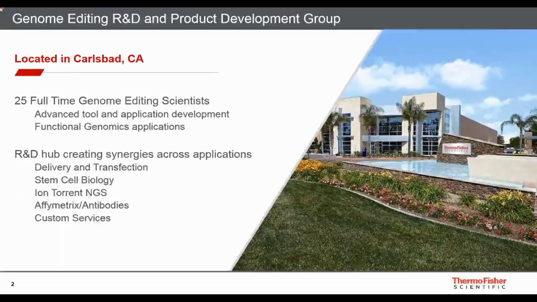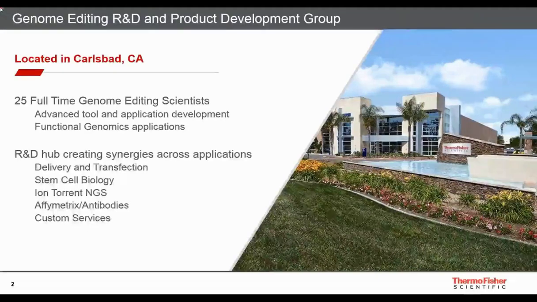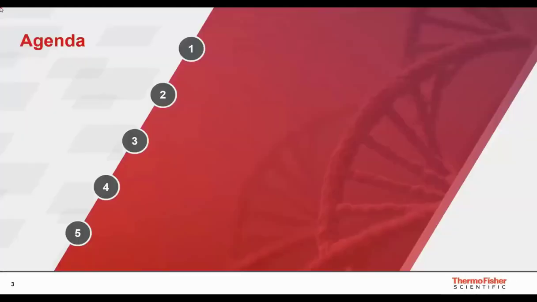Our Carlsbad site acts as our R&D hub and a center of excellence. We have a number of different R&D teams there, including our delivery and transfection groups, our stem cell biology team, and are able to utilize resources from our NGS platform, as well as our antibody development and custom services teams. And the R&D team here has done really a great amount of work, and I'm going to be displaying a good amount of their data today.